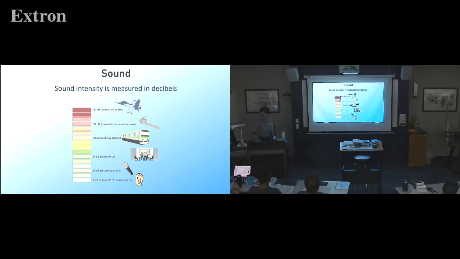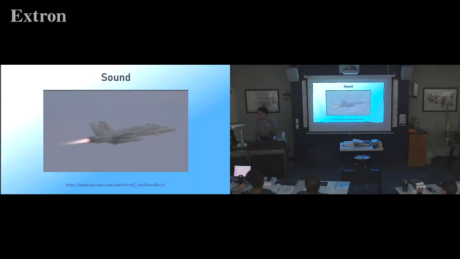I'm not sure how loud it'll start out at. But this is an F-18, I believe, at an air show. How many of you have seen either the Thunderbirds or the Blue Angels? Okay, the rest of you, this is a spoiler. Sorry. If you go to a Blue Angels or Thunderbird show, they do what is called a sneak pass.